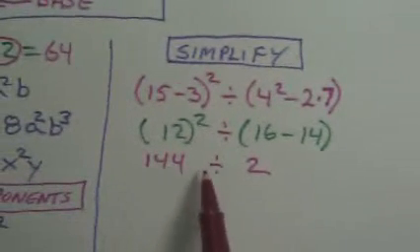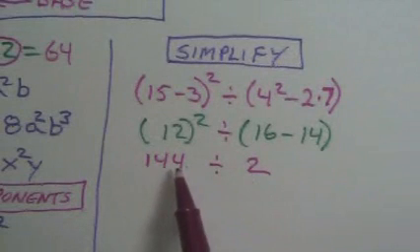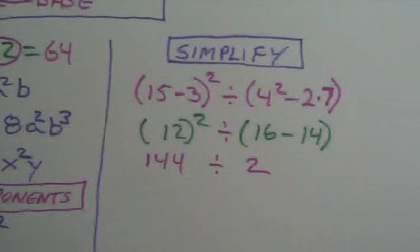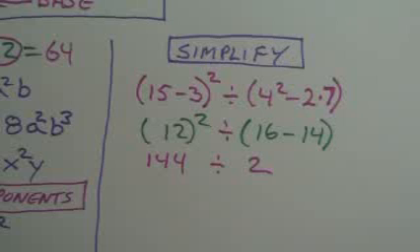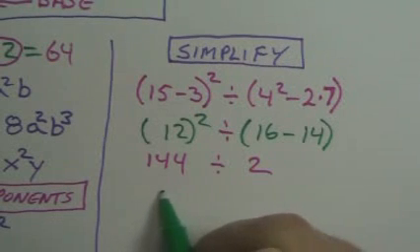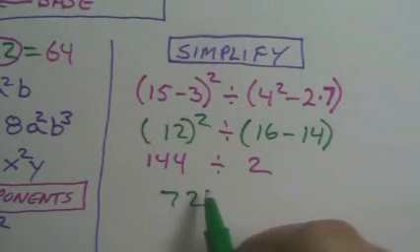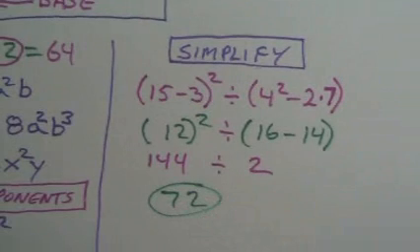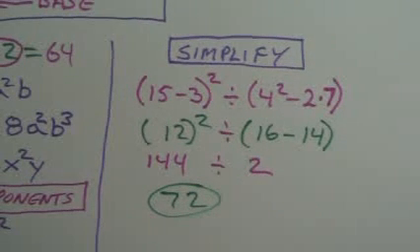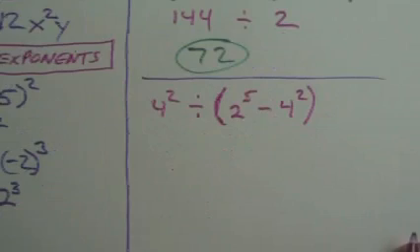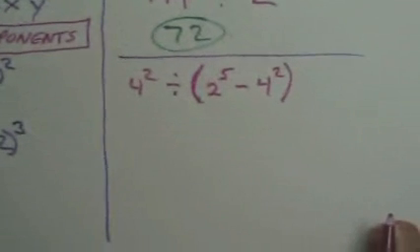And so 144 divided by 2, that's just half. Half of 144 is 72. There's your answer. Okay, here's our last example.